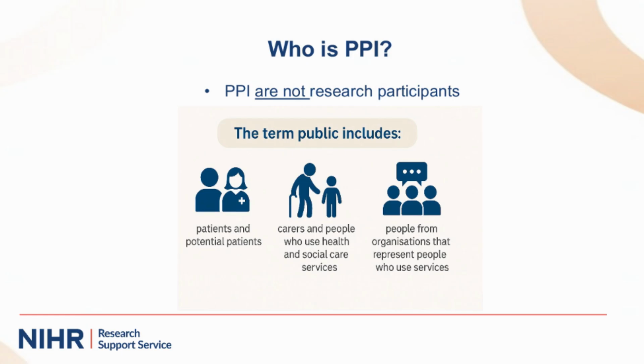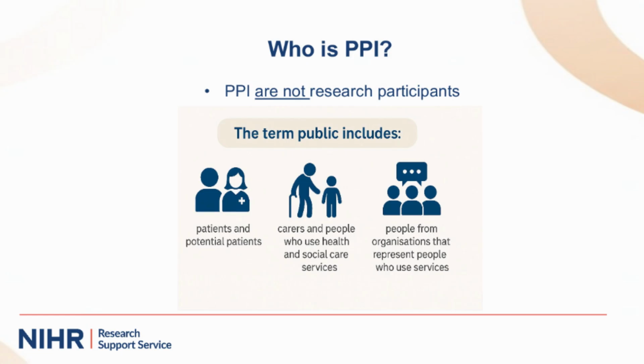So when we talk about the public in the context of public involvement in research, we are referring to a broad and inclusive group, not just patients. So as you can see on the slide, we include here three different groups of patient and public. So the first one is patients and potential patients. This includes anyone who is currently receiving care or may do so in the future. And their lived experiences and perspectives are really essential for shaping research that is relevant and meaningful.